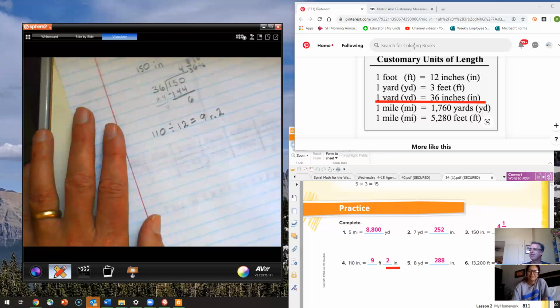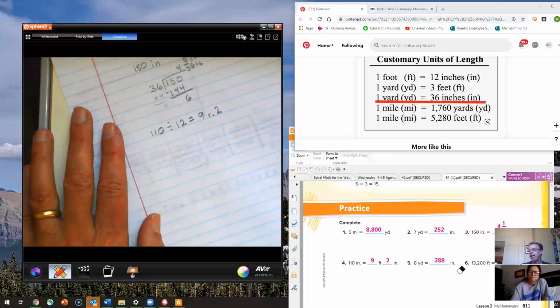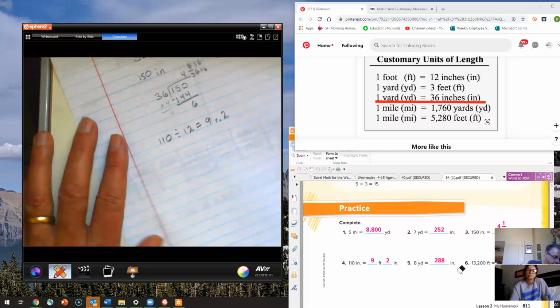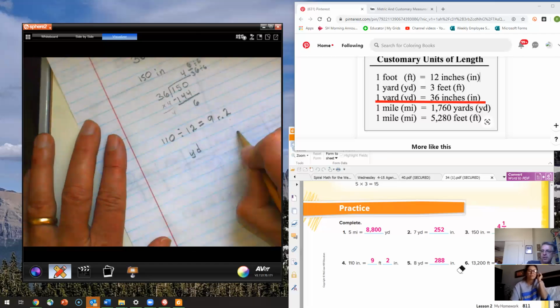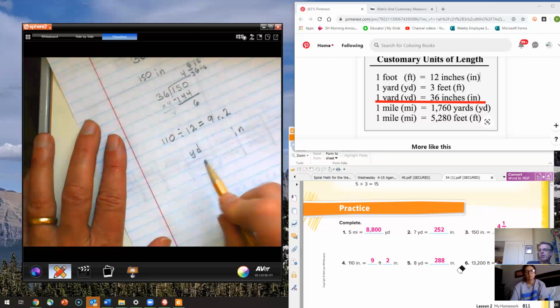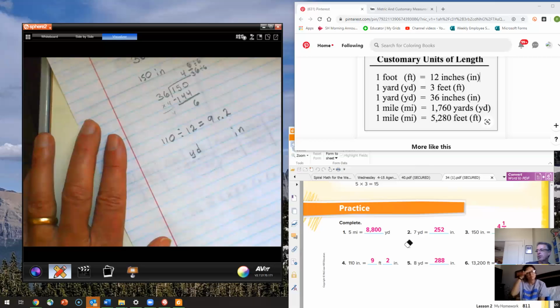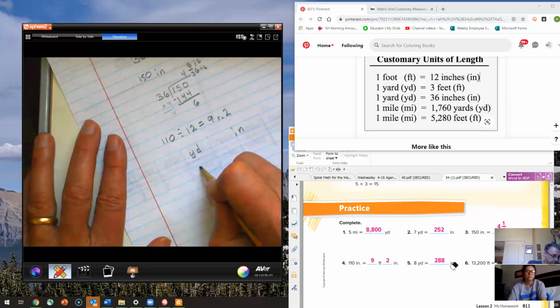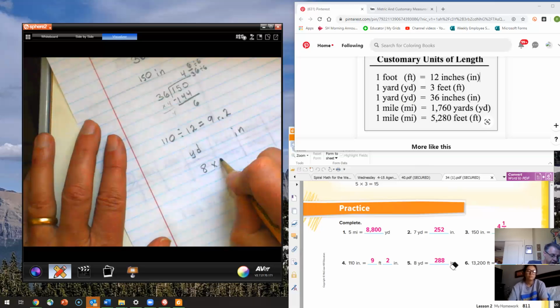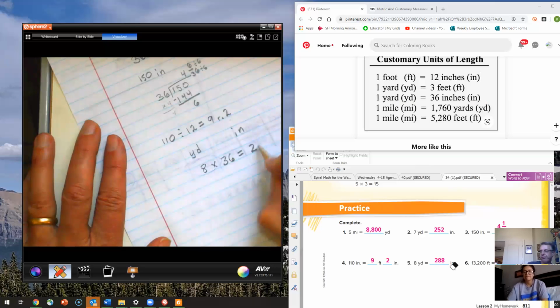All right, so number 5 is going to be taking 8 yards into inches. In this one, we're going from yards to inches, which means we're going from a bigger unit of measurement to a smaller unit of measurement. Right up here again, 1 yard equals 36 inches. So since I'm going from bigger to smaller, I'm going to be multiplying. I'm going to take that 8 yards and multiply it by 36 inches in 1 yard. And that's where I get 288 inches.